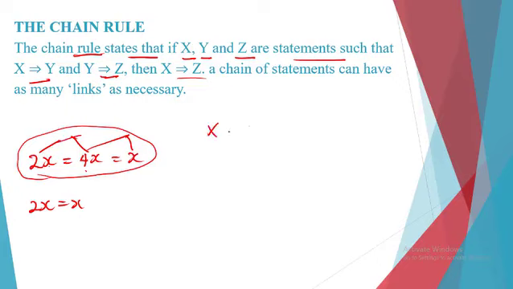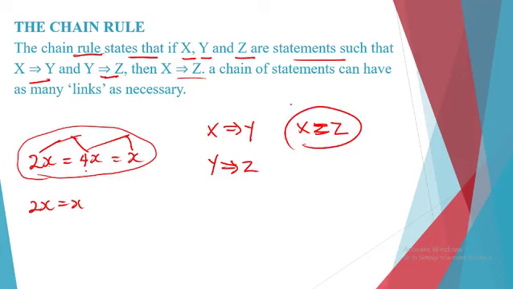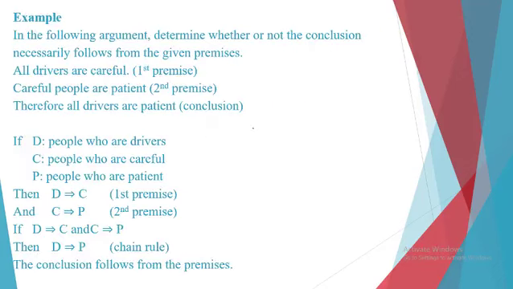So if we have x implies y and y implies z, simply it means that x is equal to z. Okay, so let us take an example to illustrate that. In the following argument, determine whether or not the conclusion necessarily follows from the given premises. The first premise: all drivers are careful. The second premise: careful people are patient. Then in conclusion: therefore all drivers are patient.